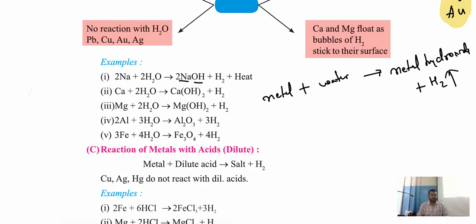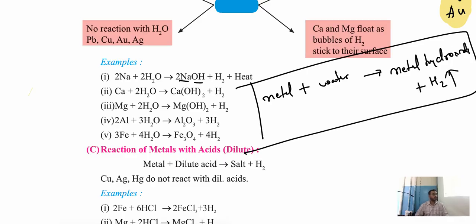Similarly, calcium reacts with water. It gives calcium hydroxide. So this is the standard formula. What is the standard formula? When a metal reacts with water, it gives metal hydroxide, and it gives hydrogen gas.